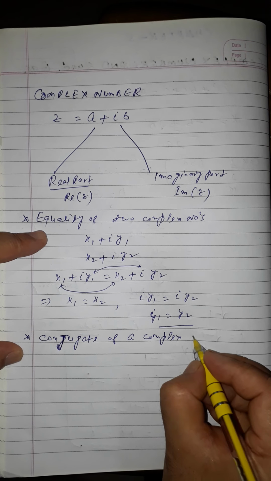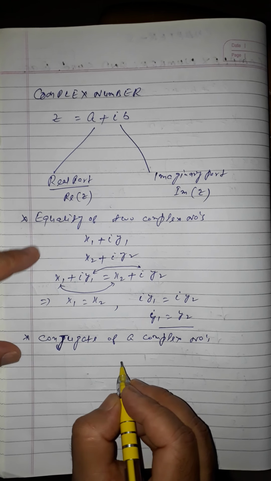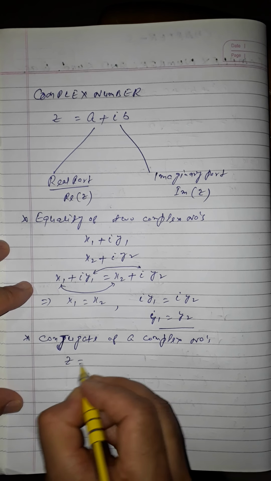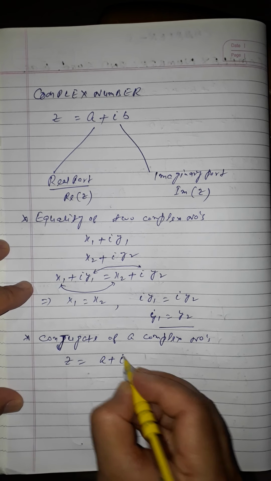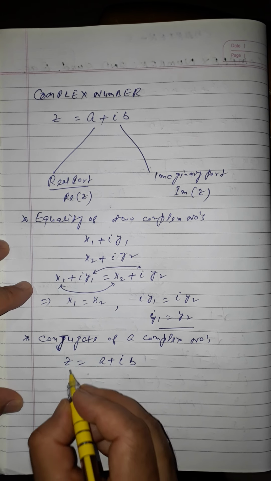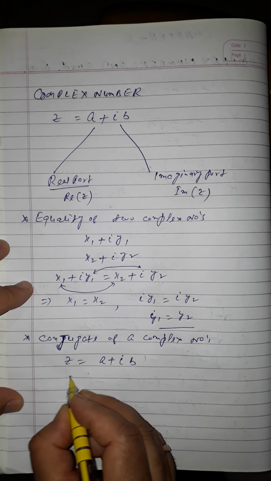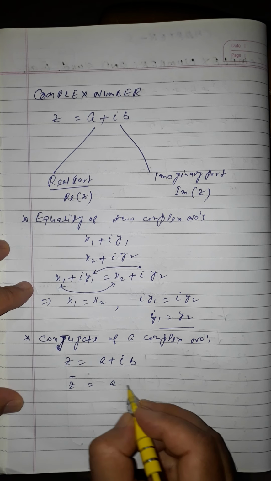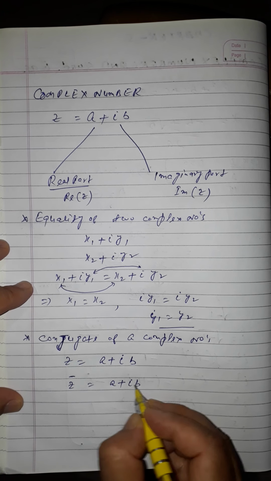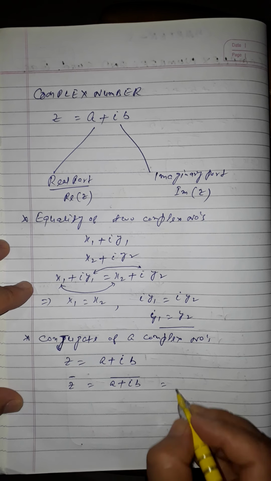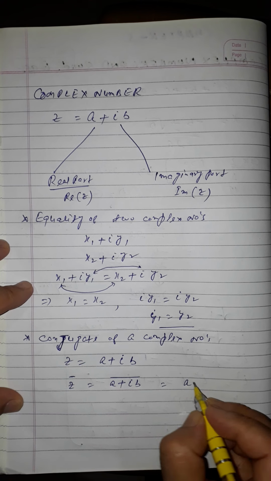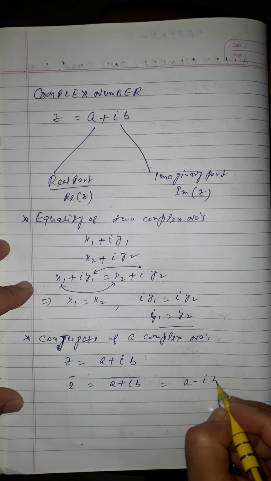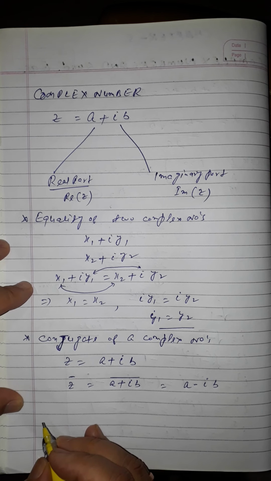Conjugate of a complex number. Now, students, if we have the complex number z equal to a plus iota b, its conjugate, represented by z bar, will come as a minus iota b. Remember, students, the imaginary part changes sign and becomes negative, and this is the conjugate.